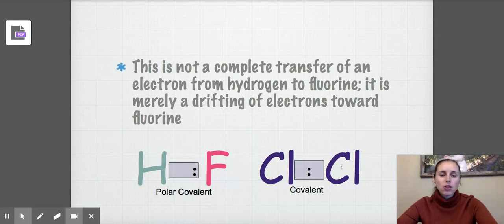Whereas in chlorine and chlorine, again, they have an equal strength. That means the electrons are floating right in the middle, and we don't have a charge seen at all.